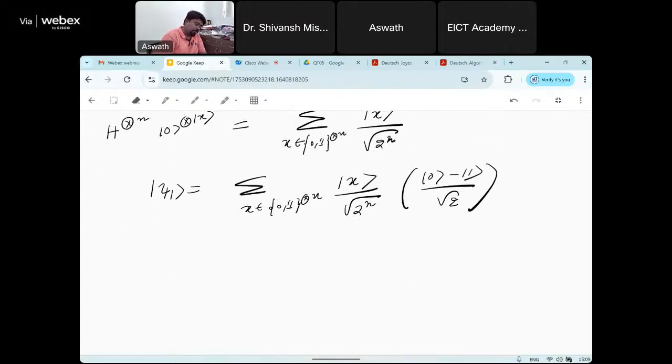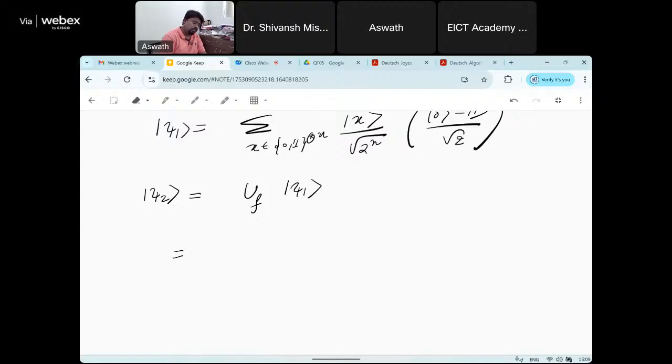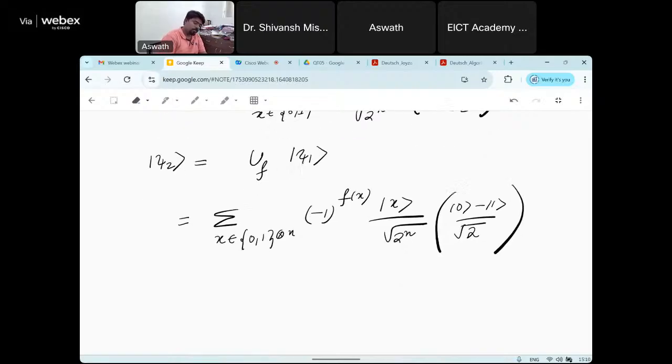Now we will have psi 2, which is the unitary acting on psi 1. The unitary acting on psi 1 gives the summation over x belongs to {0,1}^n of (-1)^f(x) |x> divided by square root of 2^n, tensor (|0> - |1>) divided by, sorry, not 2^n, just square root of 2. Okay, psi 2 we got.